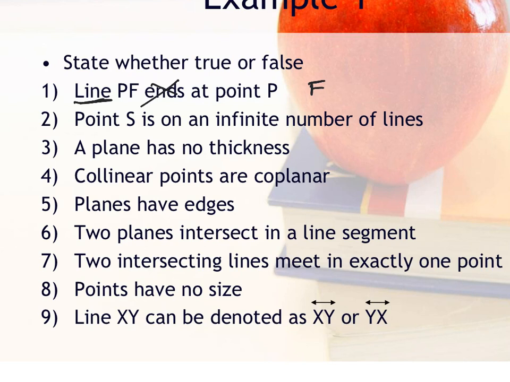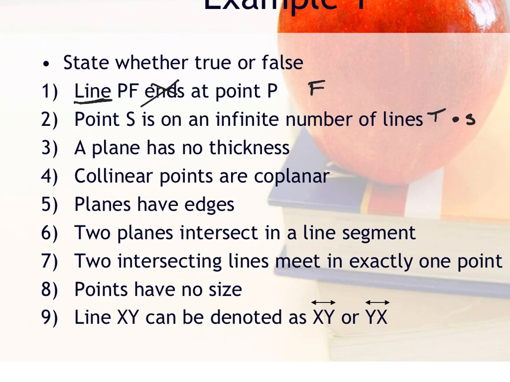Point S is on an infinite number of lines. So there's point S. Can I draw an infinite number of lines through point S? Yes, because there's only one point. With one point, I could draw it up and down, left and right, diagonally, I could make them smaller and smaller, and I could go any direction I want. That is true. As long as there's only one point, there is an infinite amount of lines. If there's 2 points, there's only one line I can draw.